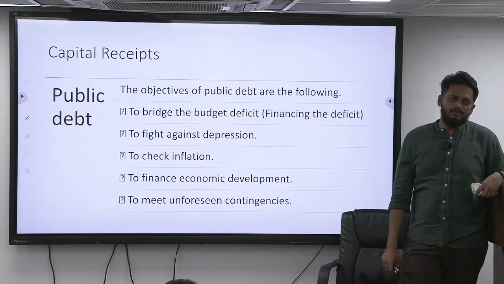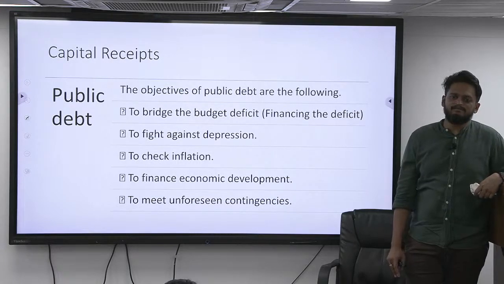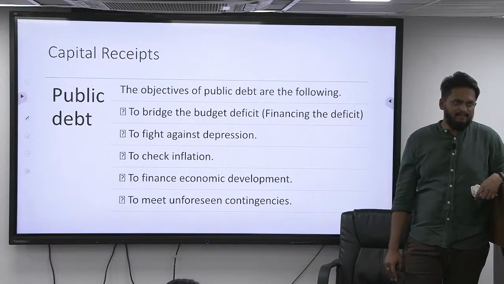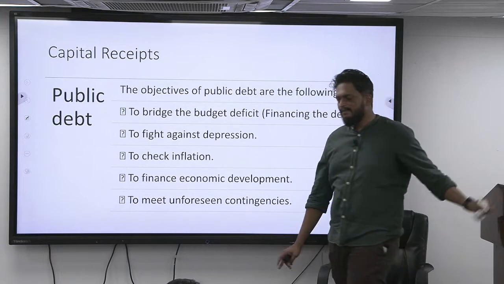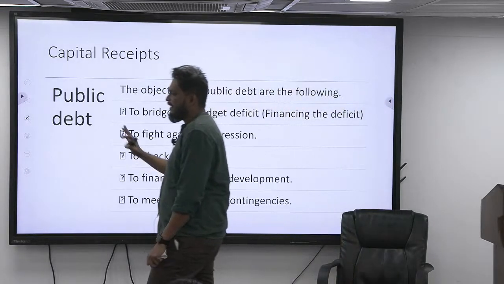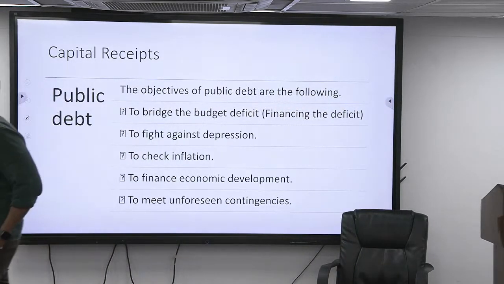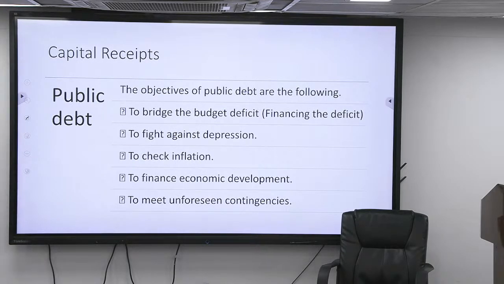The government takes a loan. That loan creates what? It creates a liability. Because the loan creates a liability, we can consider it a capital receipt. But why does the government have to take a loan? It can decide how much tax people have to pay and just declare it, and people still have to finally pay it. So why should it take loans?